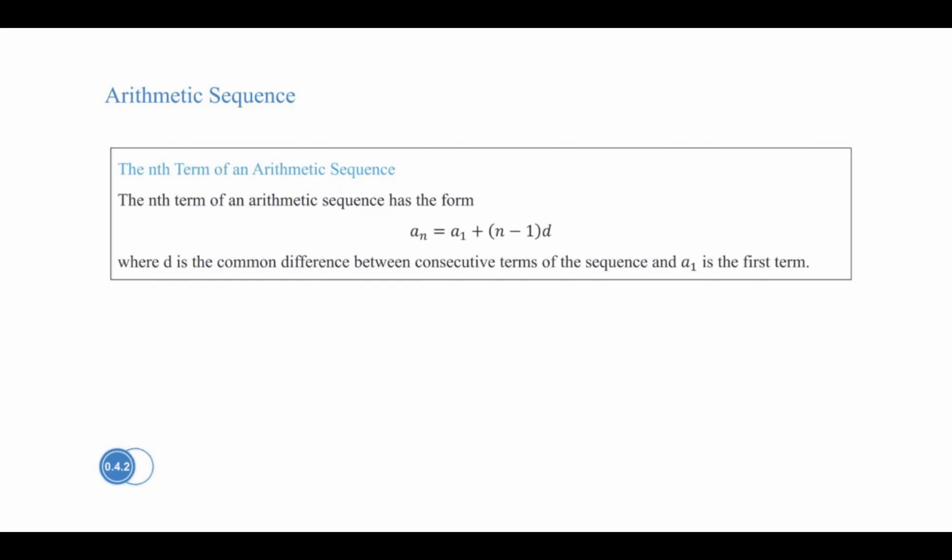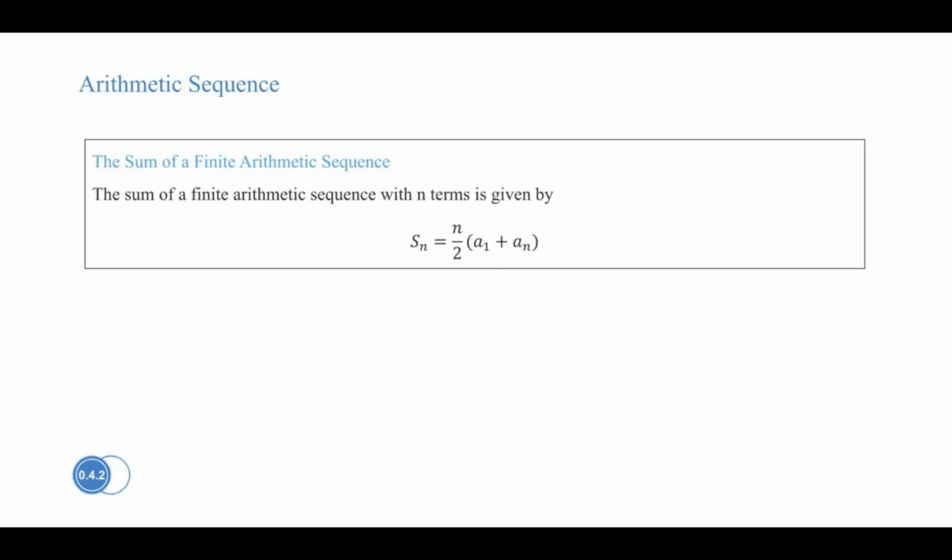To find any term in an arithmetic sequence, we can use this formula: an equals a1 plus n minus 1 times d. Here an means the term we're trying to find, a1 is the first term, n is the term number, and d is the common difference. The reason we use n minus 1 is that from the first term to the nth term, we add the common difference n minus 1 times. So this formula helps us find a term without writing out the whole sequence.